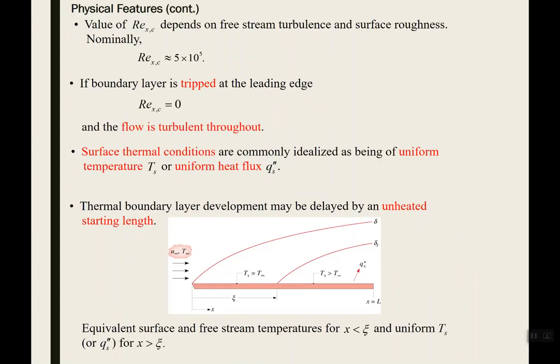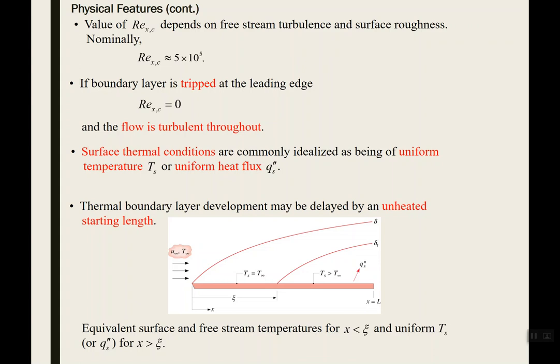If the boundary layer is tripped at the leading edge, then the critical Reynolds number is just 0, or the critical Reynolds number would correspond to whatever x at which the flow is forced to be turbulent. So there are different scenarios here.